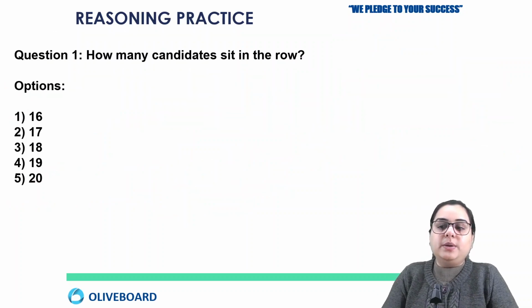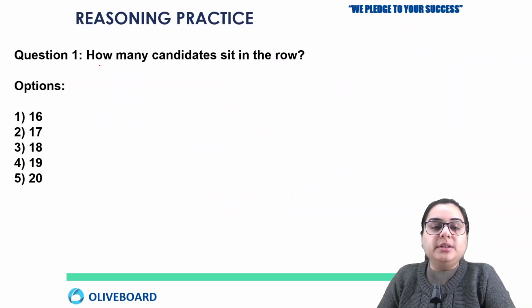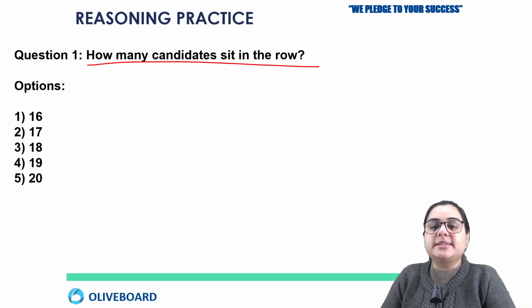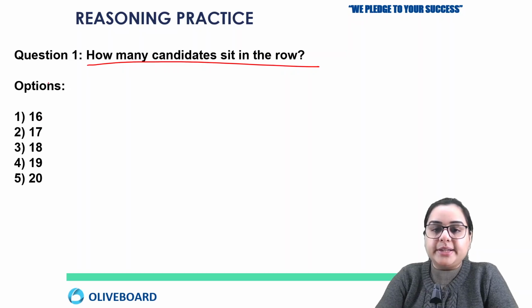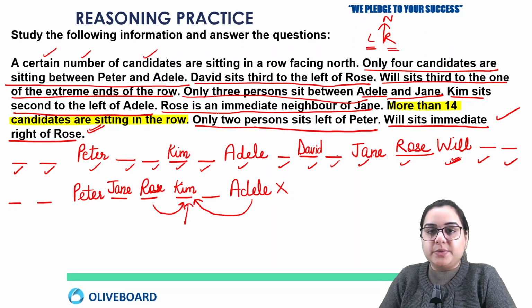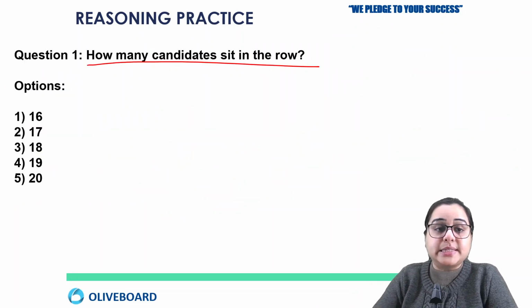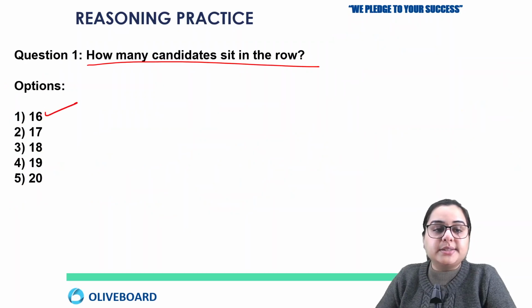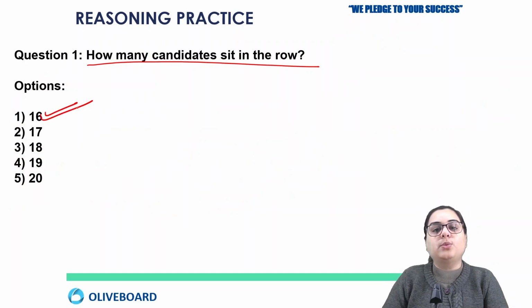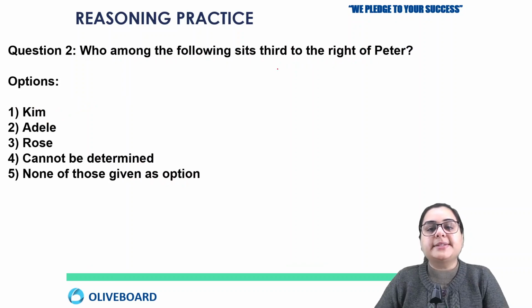Okay, so now let's come on to the first question. How many candidates sit in the row? So let's check here. We have just counted that there are 16 candidates. So the answer here will be option number 1. Okay, next question.